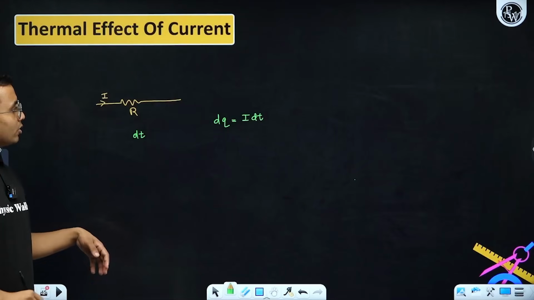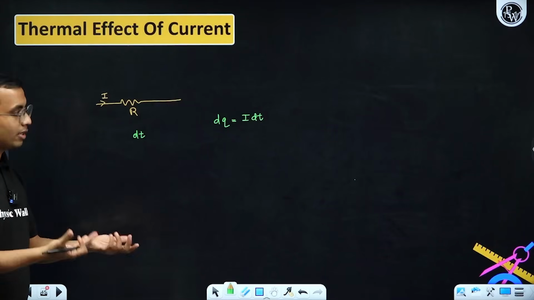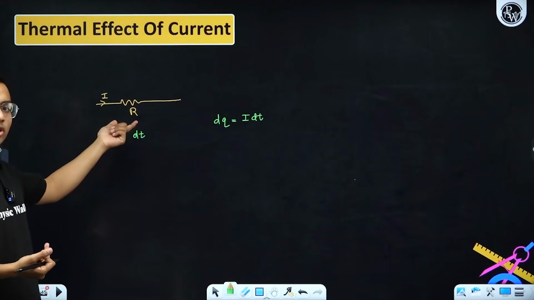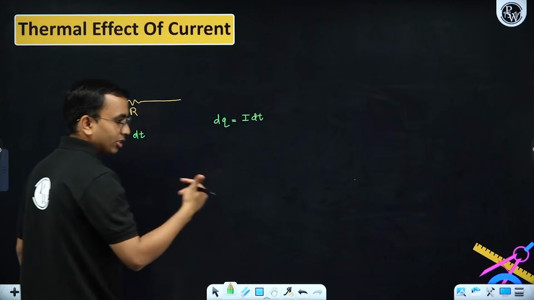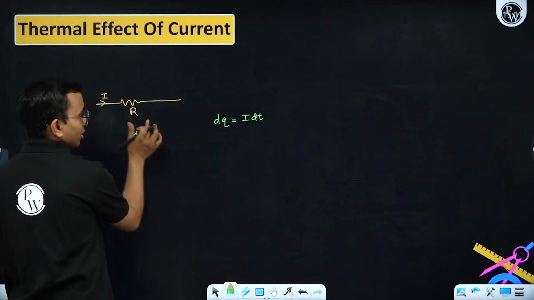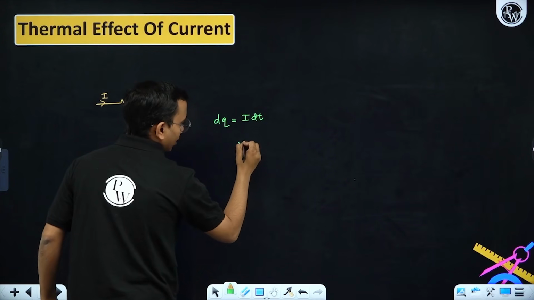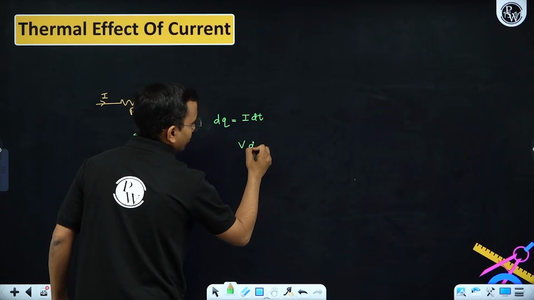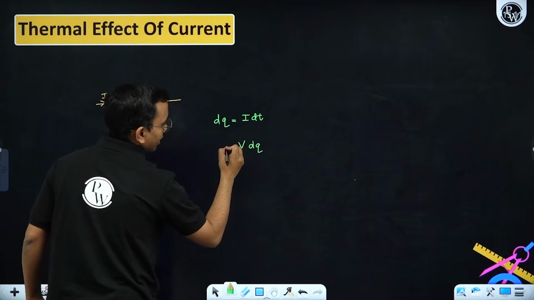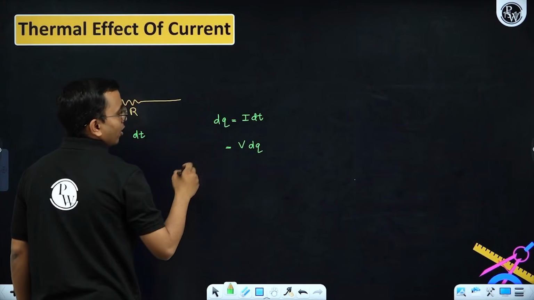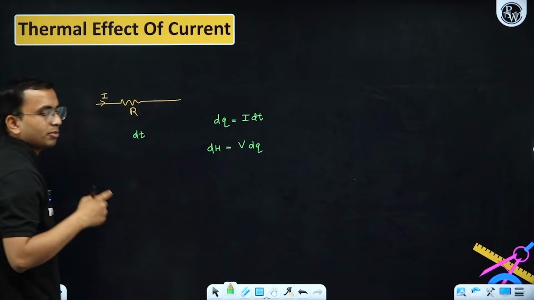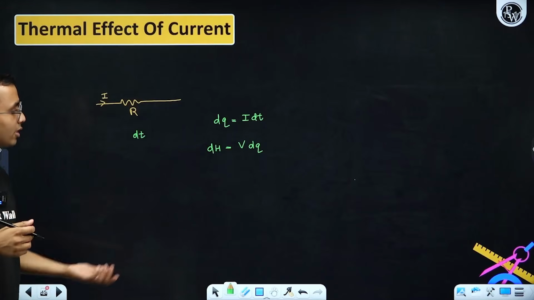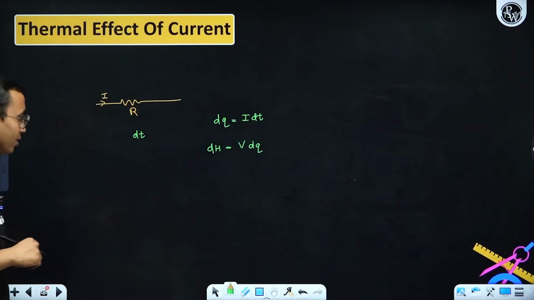So how much energy will be dissipated? Energy dissipated is the potential difference across this into the charge. Potential difference V into dq. What is the potential difference? V. And what is charge? dq. This is the energy dissipated. Or I can say, let us take dH, the heat. This is dissipated as heat energy, so I'm writing that as dH.